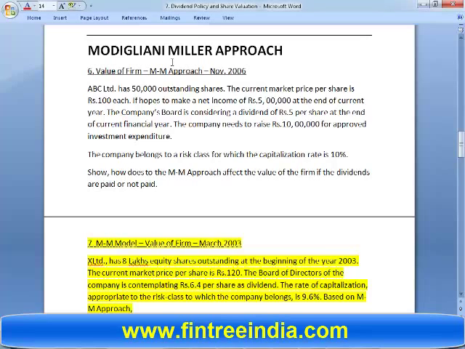We have to calculate the value in both options. In one option, if I pay dividend, then I will not have that much earnings. In the second option, if I do not pay, then there will be earnings. So that earnings will be considered for calculating the value of the firm. In that case, we can calculate the value of the firm using the number of share capital plus earnings divided by number of shares.